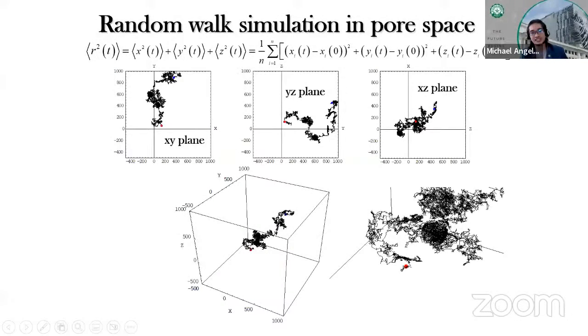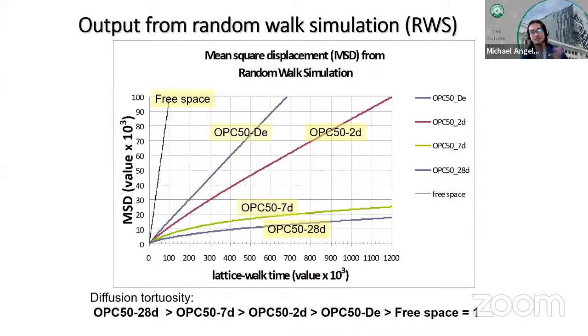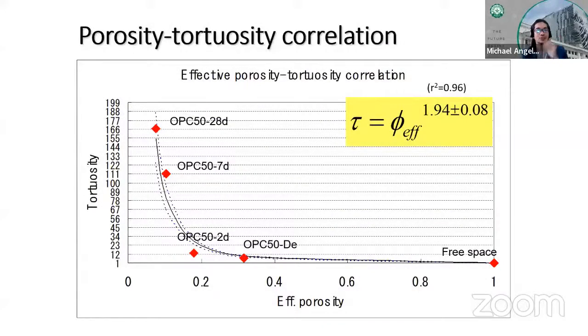So this is just an example of the random walk simulation. Some output from the random walk simulation, wherein it plots the mean square displacement against the lattice walk time. And we are trying to find out, of course, to compute the tortuosity, how dependent the mean square displacement is on time. And from this, we can compute the tortuosity and try to correlate this with porosity, if there is some trend or pattern. And this is just one example of this porosity-tortuosity correlation.